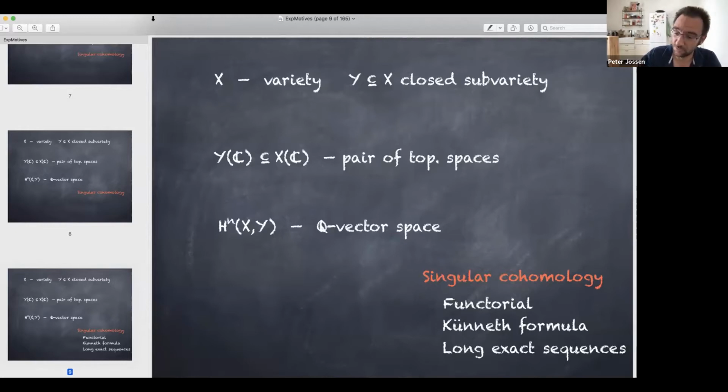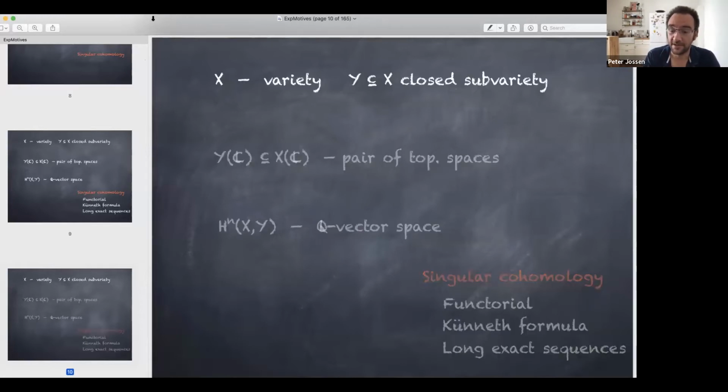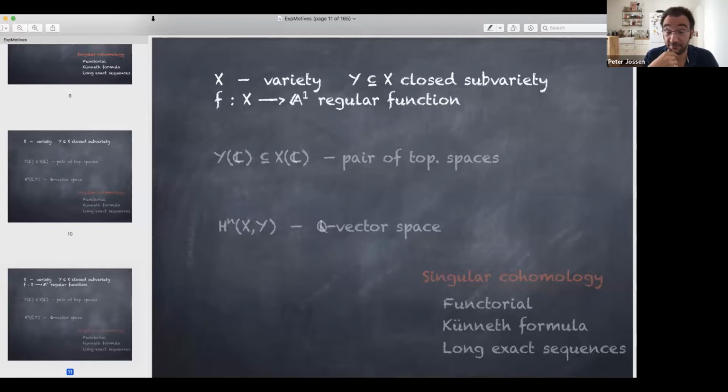And what I want to do now is enrich this situation to the setup where, together with the variety X and maybe the closed subvariety Y, I am given on top a regular function on X. And now I will associate with triples X, Y, and the regular function f a number of cohomology theories.